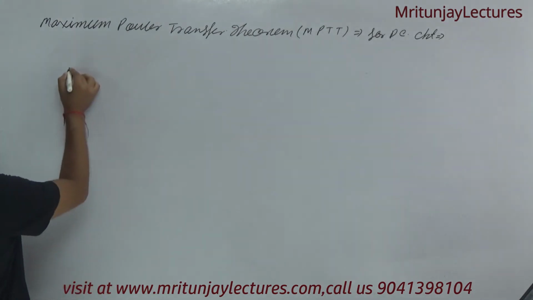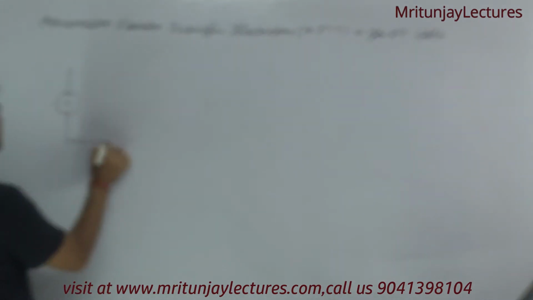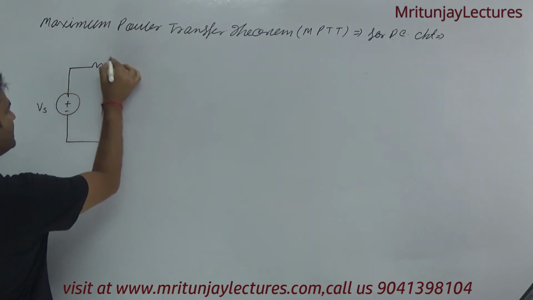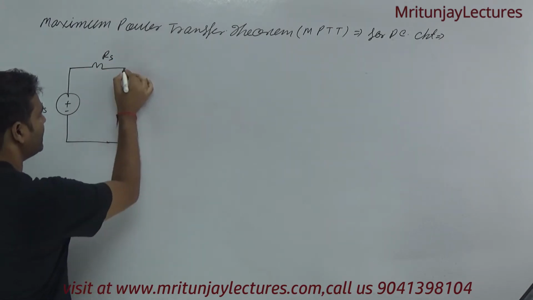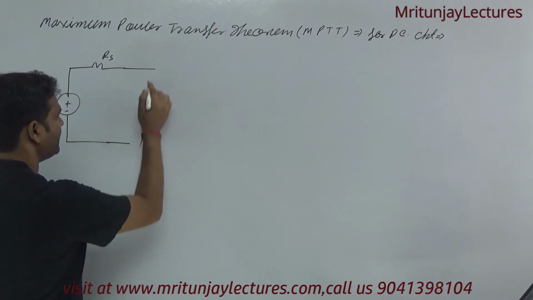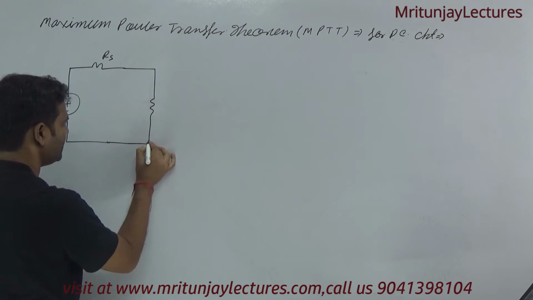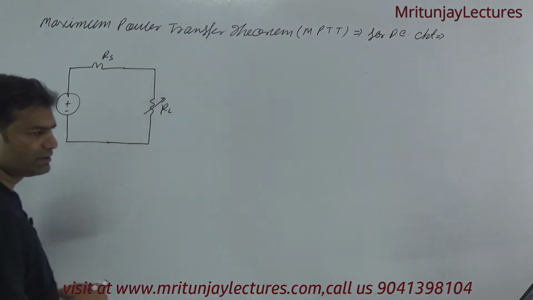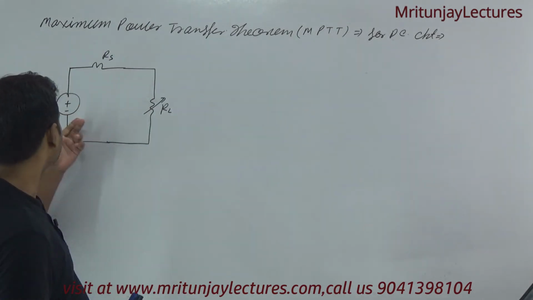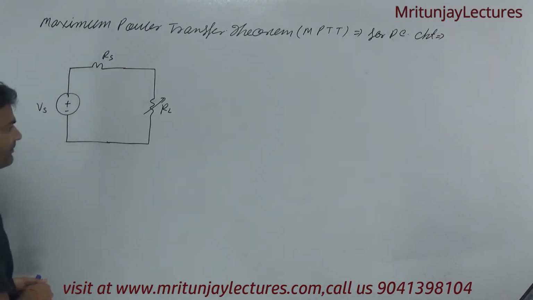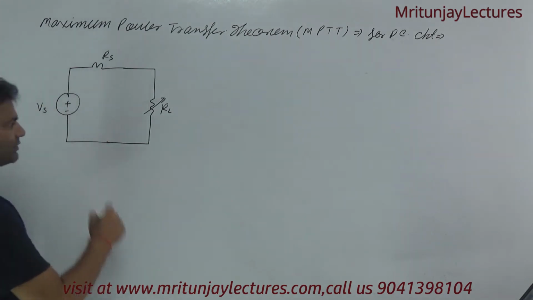Now suppose a voltage source Vs is represented like this, with its resistance Rs, and here a load is connected. The load is RL. Simply a voltage source like this one, and a practical voltage source has its resistance also represented in series. Now our motto is to focus on the maximum power corresponding to the load.